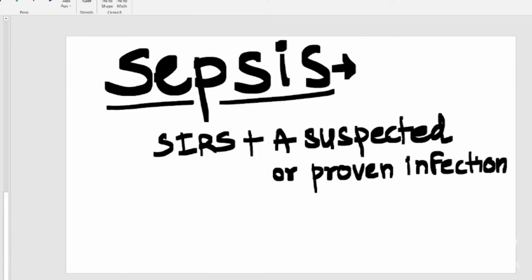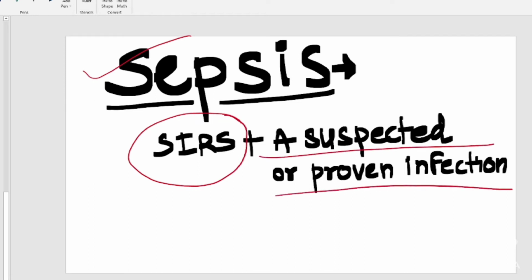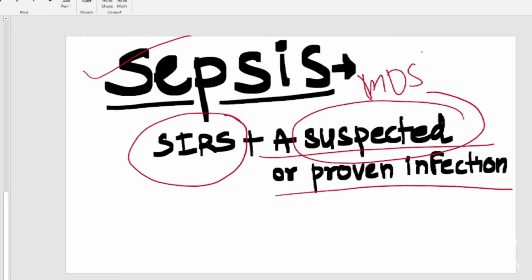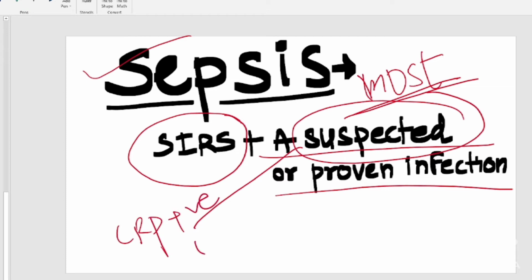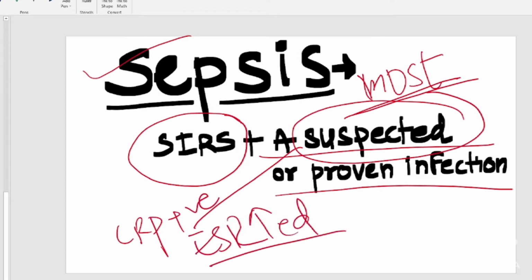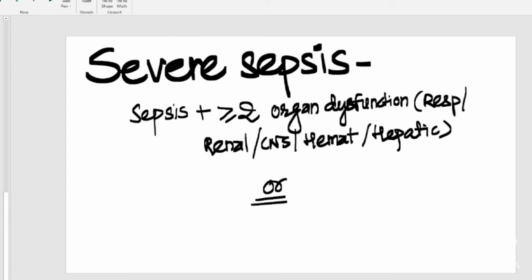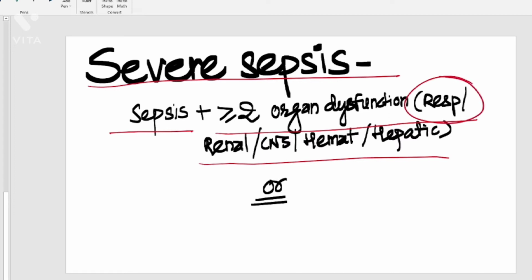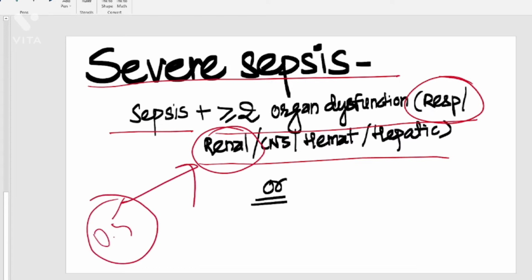Sepsis is nothing but SIRS plus a suspected or a proven infection. This is the most important part. Suspected infection: if CRP is positive, ESR increased, you can say this is suspected infection. Okay, so this is sepsis. And what do we mean by severe sepsis? Severe sepsis is nothing but sepsis plus two or more organ dysfunction. If the patient is having respiratory failure, you can include it as organ dysfunction. If the patient has oliguria, which is less than 0.5, you can consider it as renal dysfunction. If two of them are included, then you can say the patient has severe sepsis.